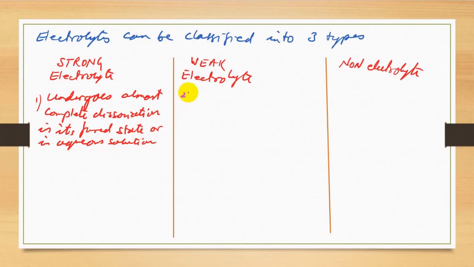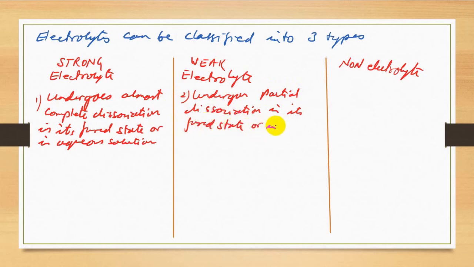Whereas if I write the same thing for the second one, what will happen? If I take 100 molecules, a part of it will dissociate and a part will not dissociate. So it undergoes partial dissociation in its fused state or in aqueous solution.